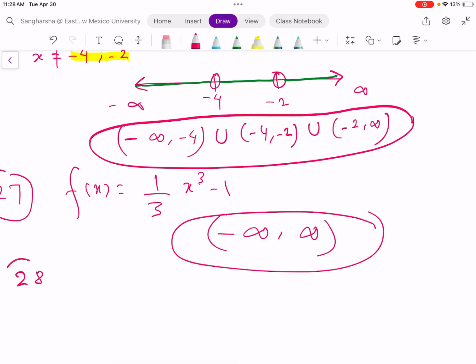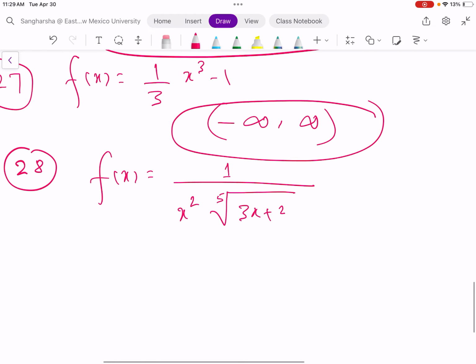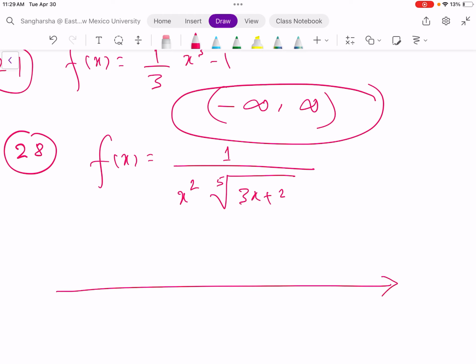Okay, for 28, we have f of x equals 1 over x squared and fifth root of 3x plus 2. We have a denominator, so we don't want a number that makes the denominator equal to 0. Now let's find what numbers make the denominator equal to 0 for this function. Okay, 0, so let's exclude 0. Do we have any number that makes 0 in the denominator?